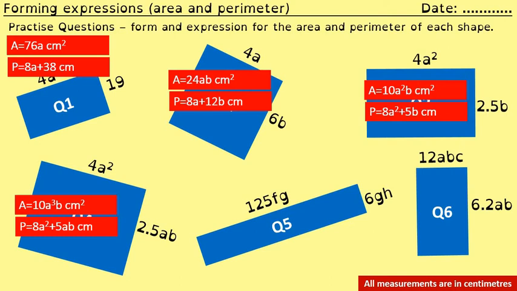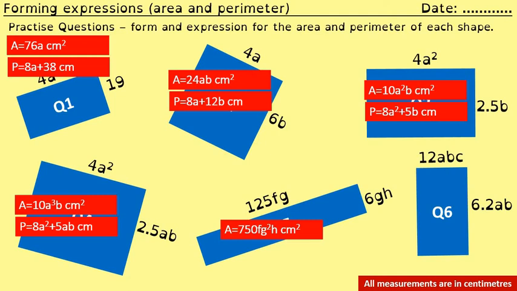For question 5, our area is going to be 125 FG times by 6GH. So we need to make sure we do 125 times by 6 correctly. Then we need to be having all these letters in alphabetical order. And also, because we have G multiplied by G, we're going to get a G squared term. So this becomes 750 FG squared H. The letters are in alphabetical order. The G and the G has become G squared. And then the H obviously is just on the end. And that is the expression for the area.